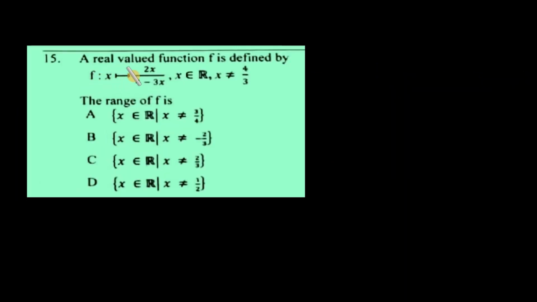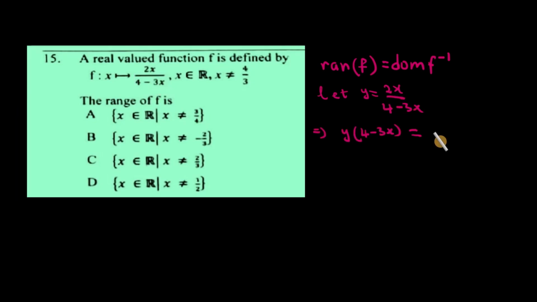Number 15, a real-valued function f is defined by f such that x maps to 2x over 4 minus 3x, where x belongs to the set of real numbers and x is not equal to 4 on 3. The range of f is which of the options below? Let's find out. The range of a function, denoted range f, is always equal to dom f inverse. It is a formula. To look for f inverse, let y equal 2x all over 4 minus 3x, this function, and then we make x the subject of this equation.